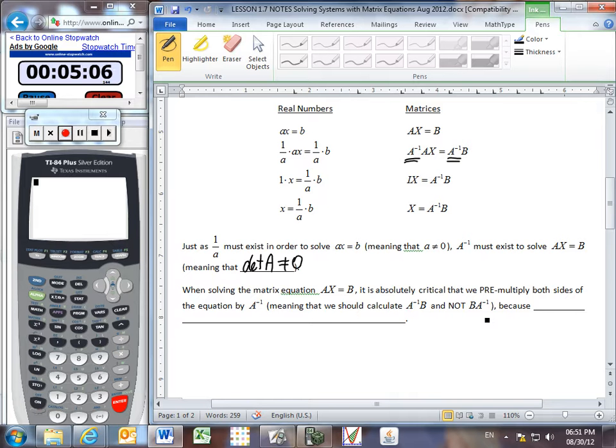So you want to calculate A inverse, the pre-multiplied A inverse times B, and not B times A inverse. Why? Well, simply because these two matrix products are not equal to one another, because matrix multiplication is not commutative. So the order in which I multiply the matrices will change my product. So it's very important that I put the order correctly and that I have my A inverse at the beginning of each side of the matrix equation.